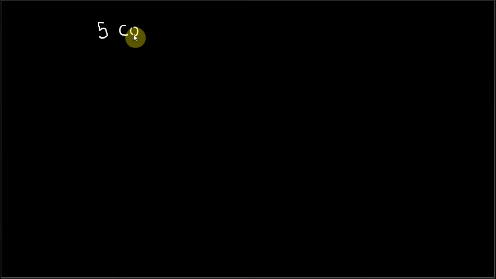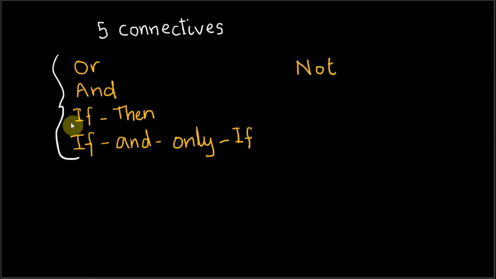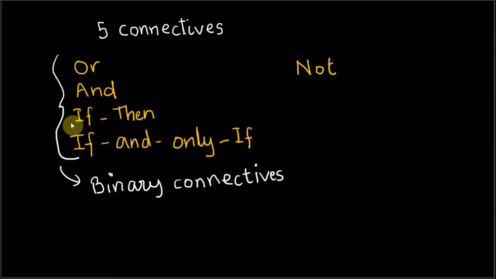There are 5 types of connectives which combine simple statements into compound statements. Commonly we know them as or, and, if then, if and only if, not, in which or, and, if then, and if and only if are binary connectives because they need two or more variables to make a compound statement. The not is a unary connective called negation, about which you already learned in the previous video.